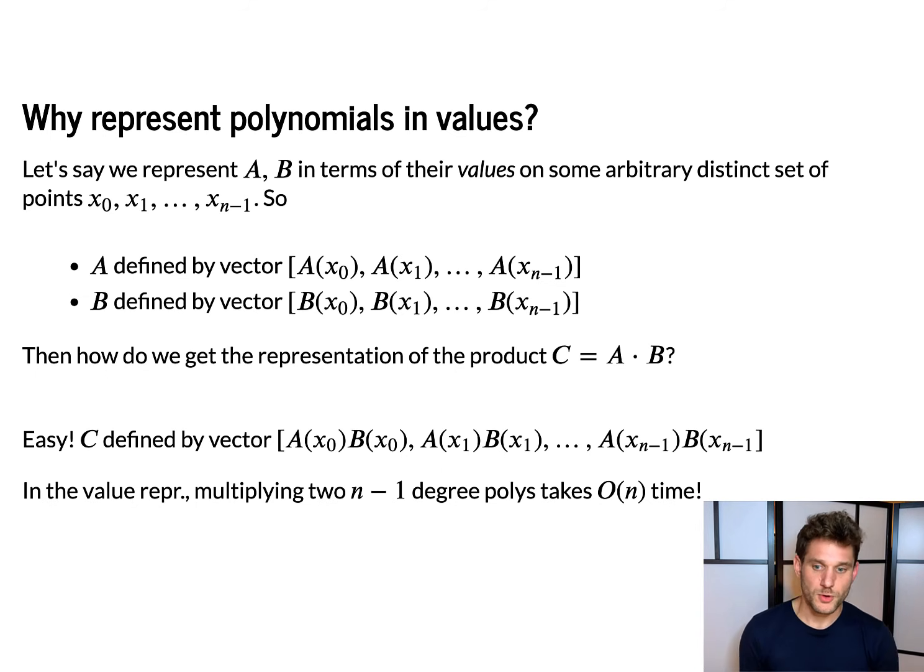So what you'll notice here is that to compute C in terms of its value representation, I only needed O of n time. I just had to do O of n multiplications. Assume for now that these multiplications take O of 1 time. So I had to do n minus 1 of these multiplications. That's an O of n time algorithm, which is great. I went from an O of n squared algorithm to an O of n algorithm for multiplying 2 polynomials. But the thing is that I needed these polynomials to be represented in terms of their value representation.